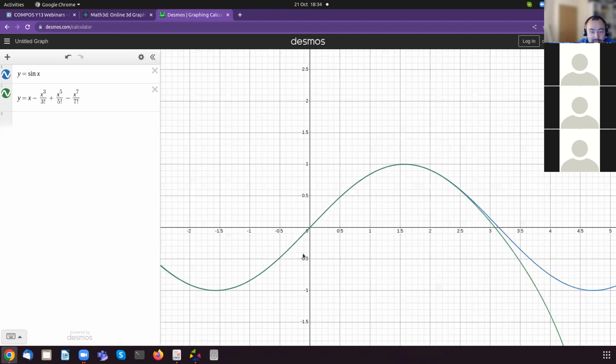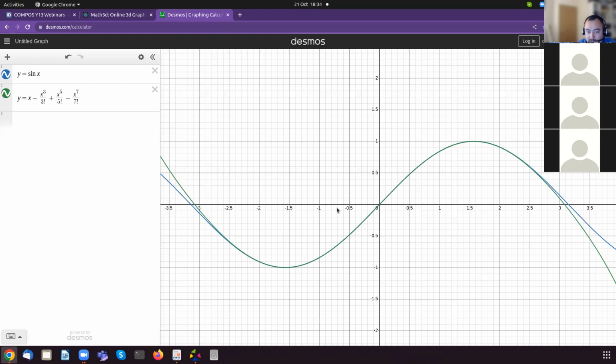But that's what a calculator does. It approximates. And the computer as well. The computer is not very different from a calculator, just more powerful. But the computer doesn't know what sine is.